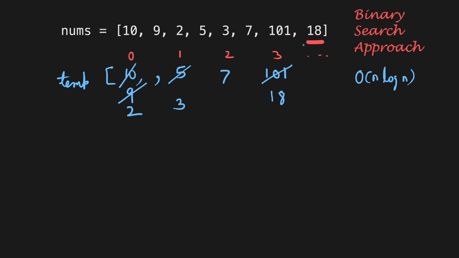And now we are done with all the elements in the nums array. And in the end, the size of the temporary list represents the length of the longest increasing subsequence, which will be 4 in this case.